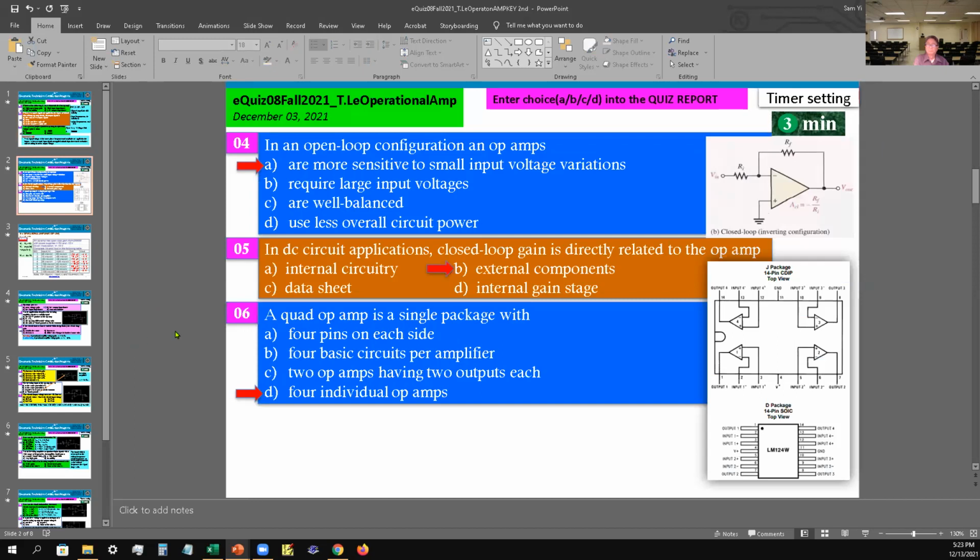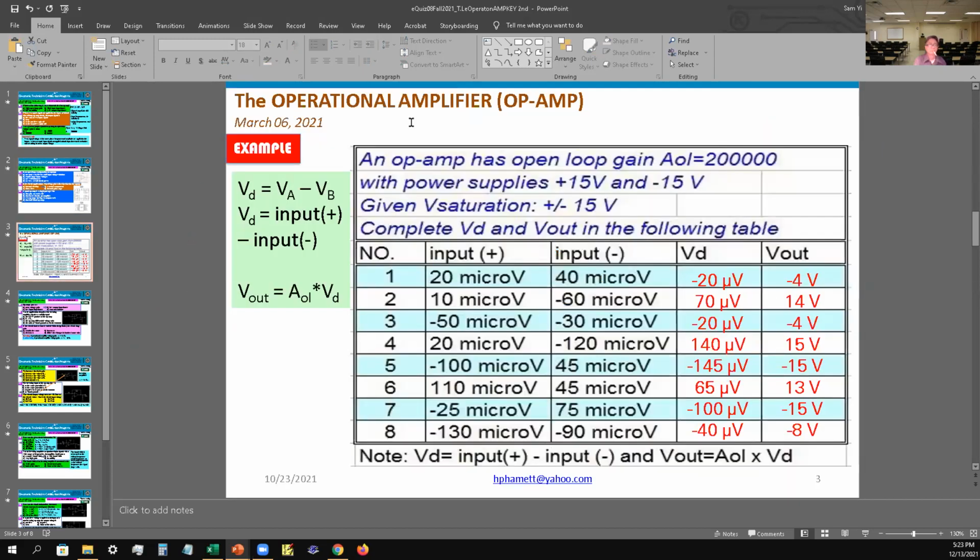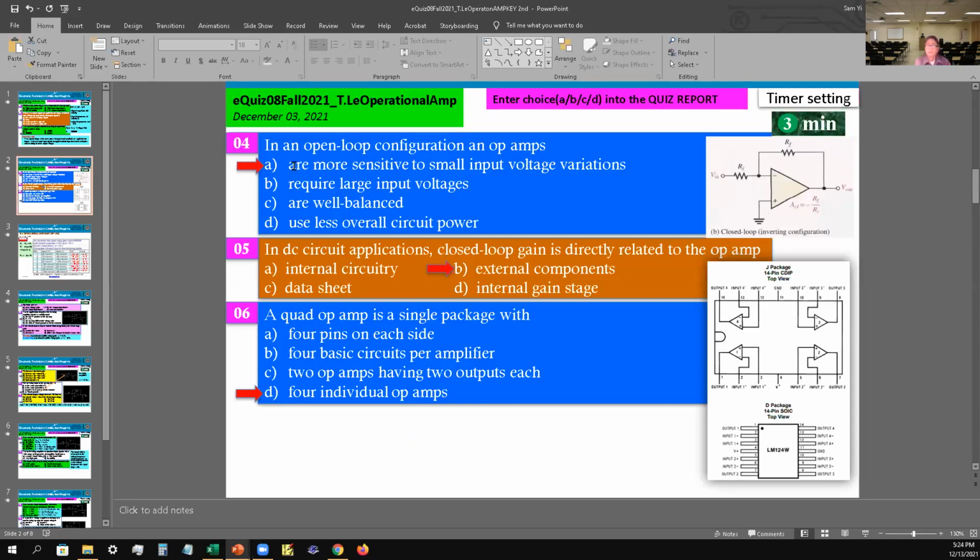Okay, so number 4, in an open loop configuration, an op-amp is more sensitive to small inputs of voltage variation. So the answer is A as in apple for number 4. That is going to this basic op-amp. So remember, we only put in a very tiny part. If it's over the 75 microvolt, it could go into saturation. So even a tiny part would affect that signal. So that's why it's more sensitive to small input signal variation.